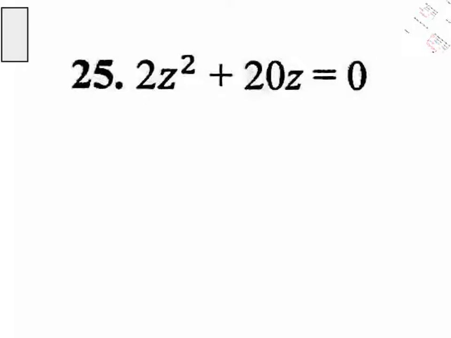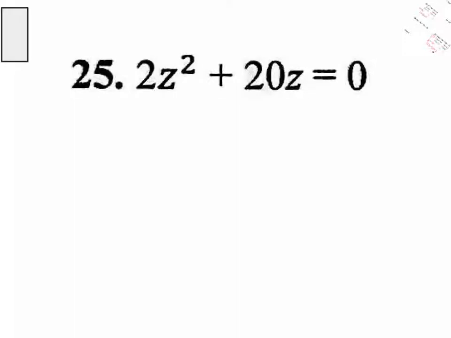So far, all of these have been easy because they're already in factored form. But if you look at 25, this one's the very first one of the odd ones that's not in factored form. Okay? What is factored form? You want something with multiplication. Right here it says something plus something equals 0. We don't want that. We want something times something equals 0.